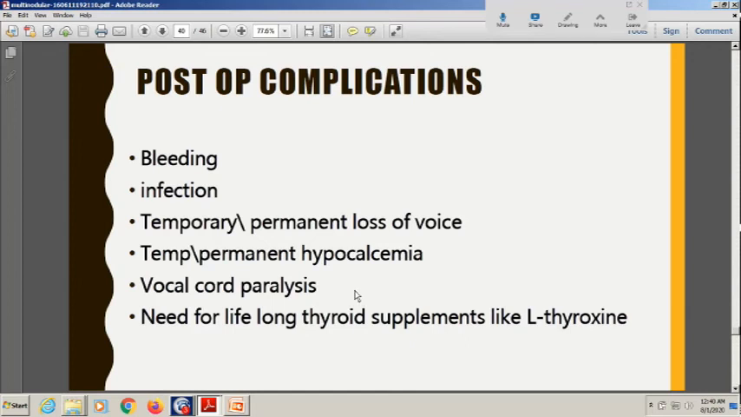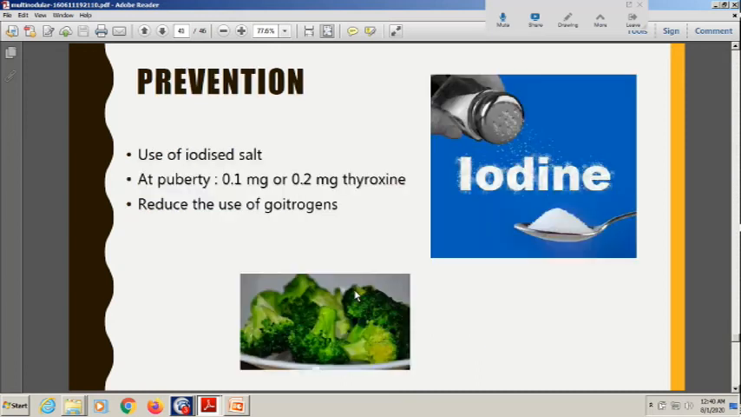Now how will we prevent MNG? First, correct the iodine deficiency by using iodized salt. At puberty we have to give 0.1 mg to 0.2 mg of thyroxine, or reduce the use of goitrogens.